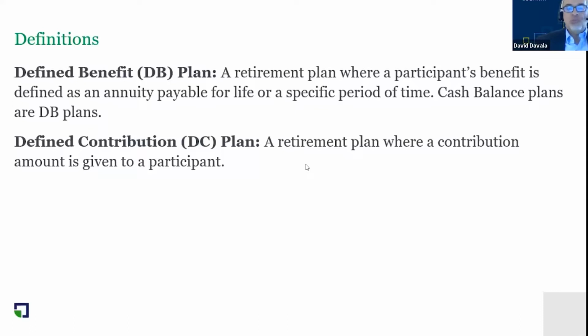Okay, a defined contribution or DC plan. It's a retirement plan where a contribution amount is given to a participant. If the plan allows, the participant can direct the investments of their contributions. In these plans, the participant bears the investment and mortality risk.